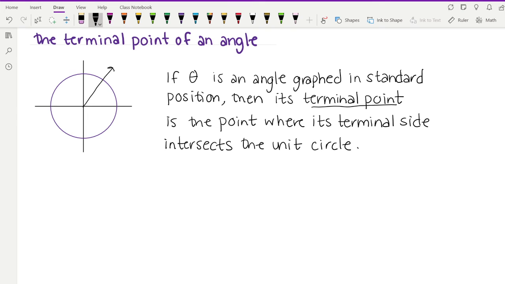So to give you an example here, let me just redraw this a little bit neater, and actually I'll just draw a bigger angle. So let's say that we have an angle theta that looks like this. So let's say this is our angle theta. The terminal point of this angle would be this point here, the point where the terminal side intersects the unit circle. So let me just label that. So this point here would be referred to as the terminal point.